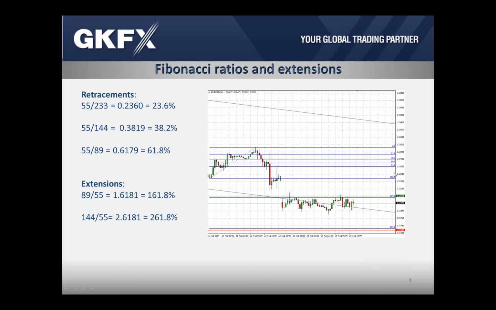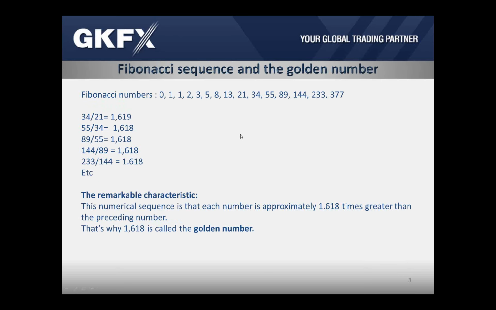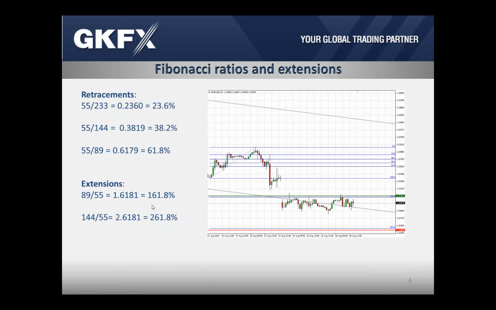And then the extensions. The first extension is 89 divided by 55. So the number divided by the previous number, 89 divided by 55. The percentage is 161.8. This is the first extension. And then 144 divided by 55, the second extension, is 261.8. And once again, you can see them on the screenshot. The first extension is there, and the second extension is there on the support.